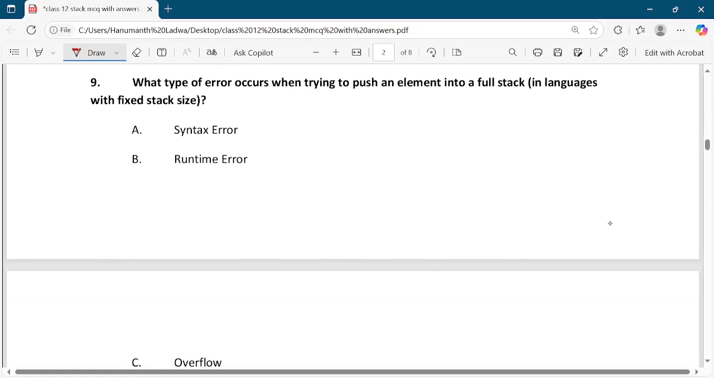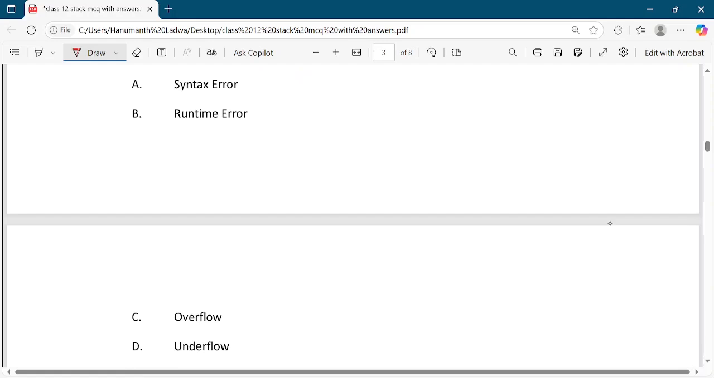Question number 9. What type of error occurs when trying to push an element into a full stack in languages with a fixed stack size? Option A, syntax error. B, runtime error. C, overflow. D, underflow. Here option C, overflow, is the right answer.